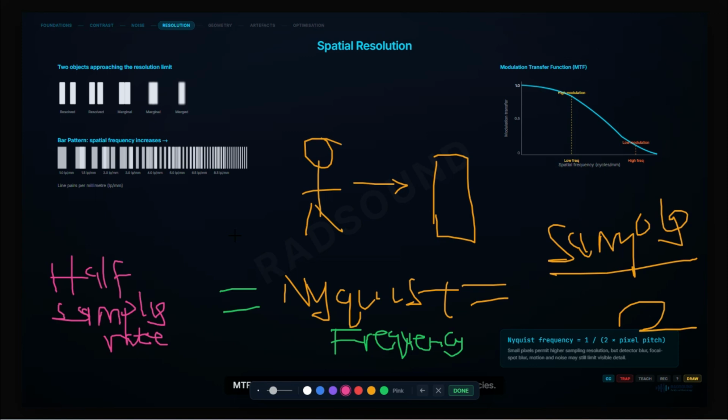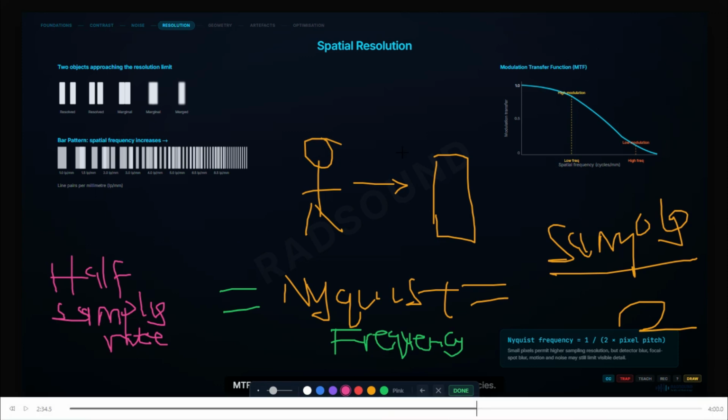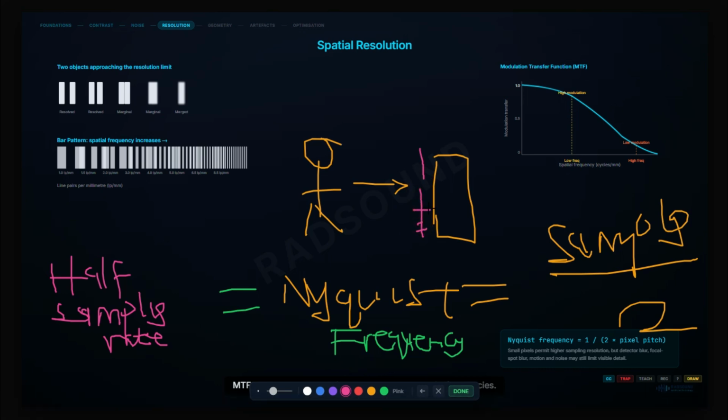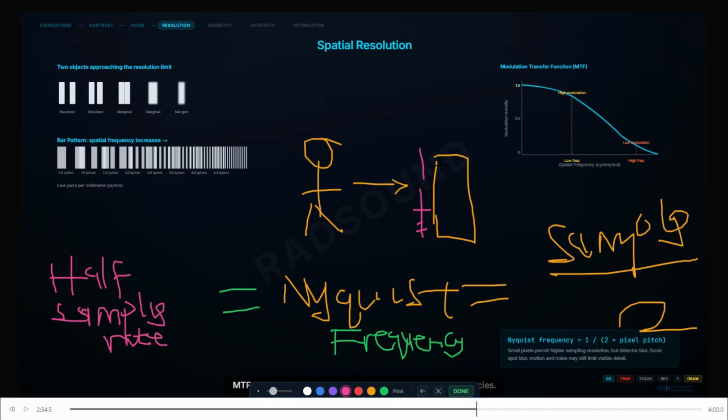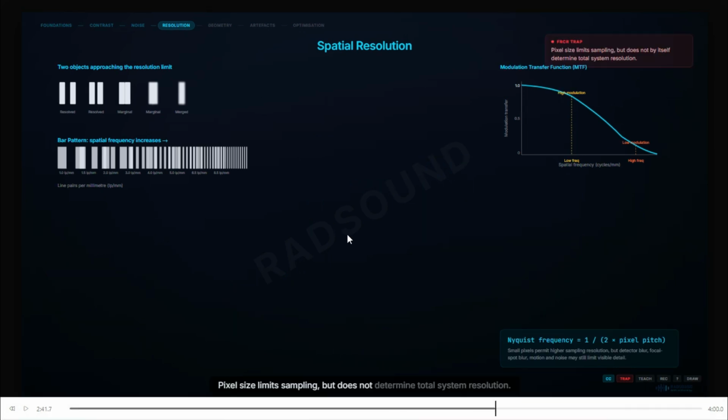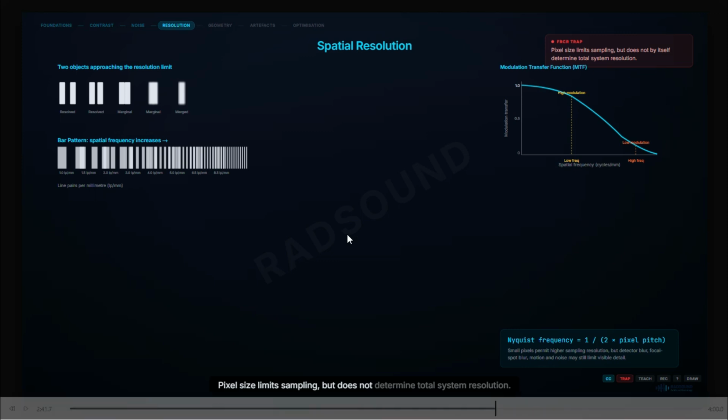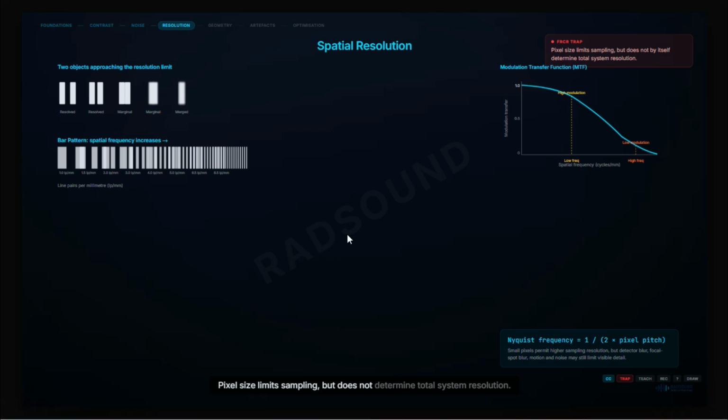So mostly, to prevent such things, we place an anti-aliasing filter, such as a low pass filter. It will allow only frequencies that are within the Nyquist limit to pass and reach the detector. Anything that is beyond the limit will not reach the detector, and that will prevent aliasing from occurring. That's why sometimes we use a smaller pixel size to prevent aliasing.